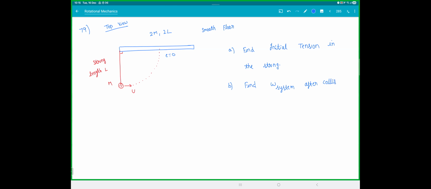This would be a good one, right? We'll see how you handle this. There's no gravity. This entire setup is on a smooth floor.